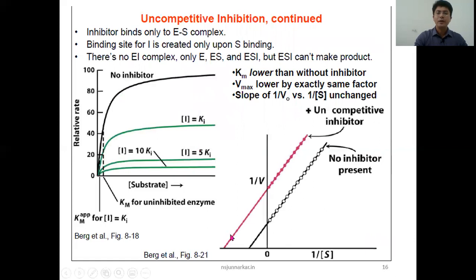If we look at the LB plot, we can get the parallel curves. So this is the curve in absence of inhibitor, and this is the curve in presence of inhibitor. So the Vmax value and Km value both change, and the slope of the curve remains the same. Slope is same. So in this case, this is the uncompetitive inhibitor. So 1 by Vmax value has changed and minus 1 by Km value also has changed, but the slope remains unchanged. So these are certain characteristics of the uncompetitive inhibition.